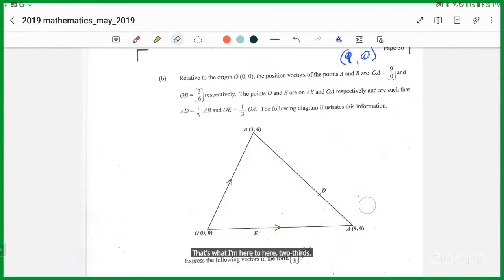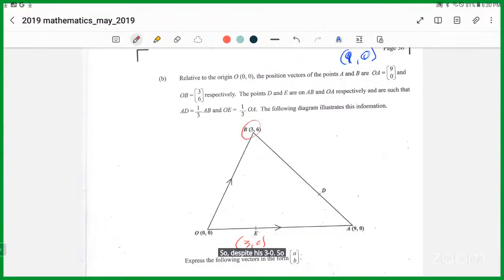And this one is easy too, because if this whole length is 9 units, and this is 1/3, 1/3 of 9 is 3. So right here it's 3 units. At this point, therefore, it's not (9, 0), it's (3, 0), 1/3 of this whole length. This whole length is 9 across. So this point is (3, 0).